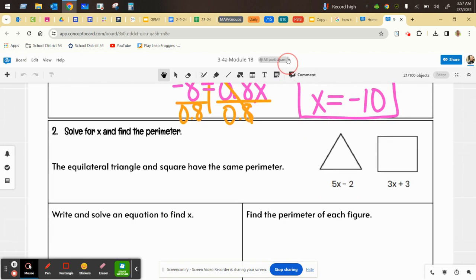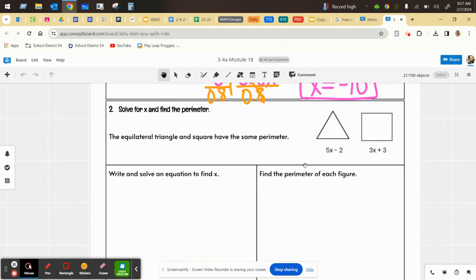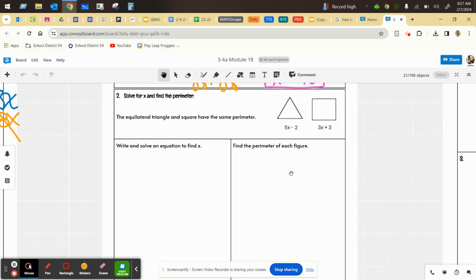Okay, now we are going to move on to something slightly different. So think about perimeter. When you're trying to find the perimeter of anything, regardless of what it is, think about how you do that. Area, you multiply base times height for a rectangle, but thinking about perimeter, you're adding all the sides. So looking at this first one, we have an equilateral triangle. Equilateral, if you recall, means all sides are the same. So if one of the sides is 5x minus 2, they're all 5x minus 2.